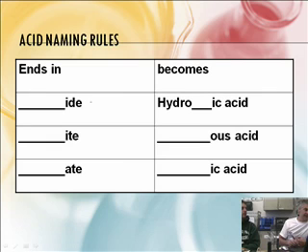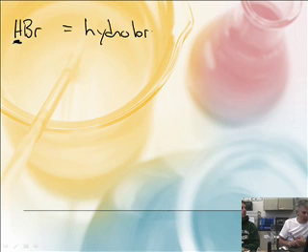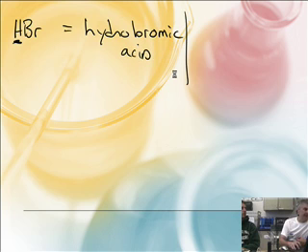Let's do HBr. Notice the H, that means it's an acid. And then Br is bromide. If you look back at our page that had the list, there it is: if it ends in IDE, it becomes a hydro-something-ic acid. So it's bromide, so it's hydrobromic acid. Don't just say hydrobromic, it's a hydrobromic acid, okay?